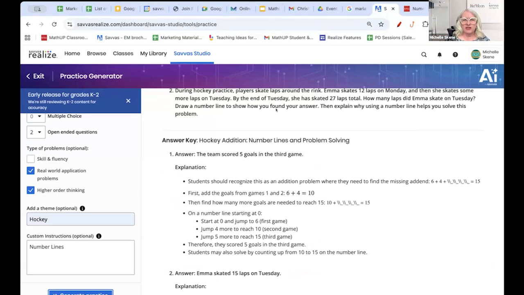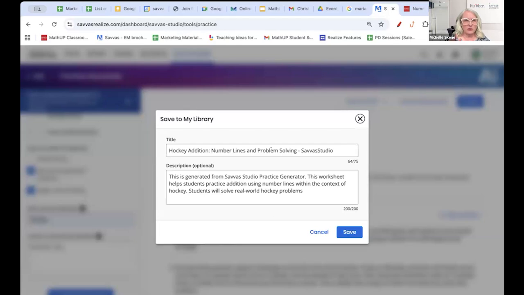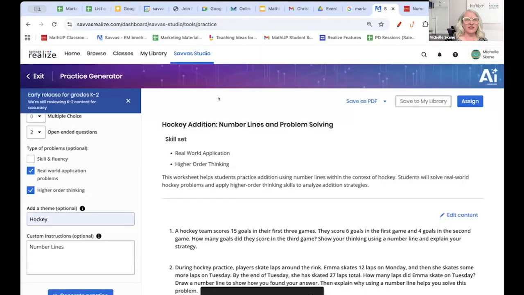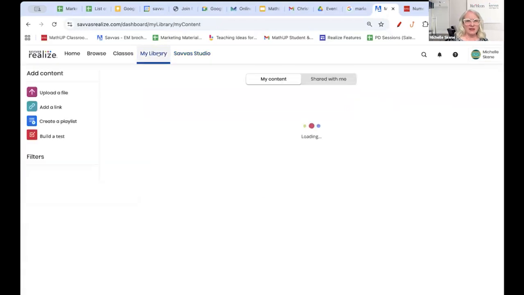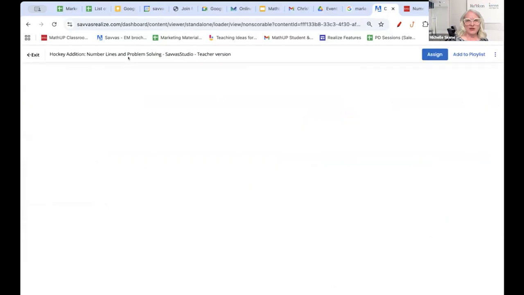So not only is that practice all provided for me, I can also then save that to my library. Those of you who are familiar with MathUP Student know that you can collate and curate your own set of activities. Those can come from MathUP Student or MathUP Classroom, and now from the library. And I can go ahead and save that. And then this activity will now be here in my library, and it's ready for me to assign to any of my students.